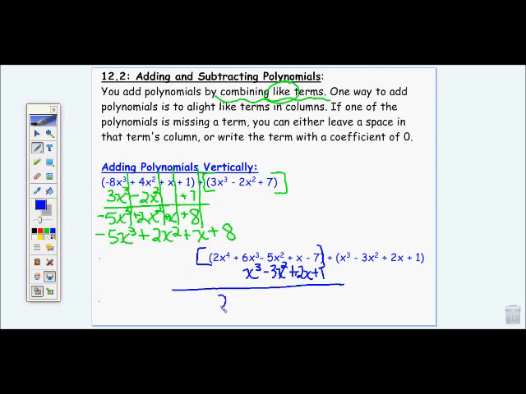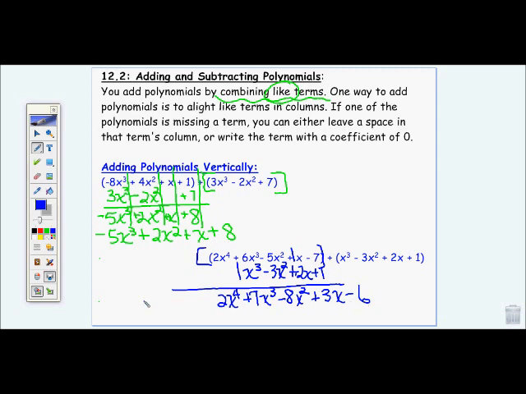So 2x to the 4th is my only x to the 4th term. Then I have positive 6x, and then remember there's an implied coefficient there. So 6 plus 1, now I have 7, 7x cubed. Negative 5 and negative 3 would give me negative 8. Those are my x squared terms. Positive x again, implied 1 there. We have 3 x's now because we had an x and we added 2 more x's. And then negative 7 combined with a positive 1 would give me a negative 6.